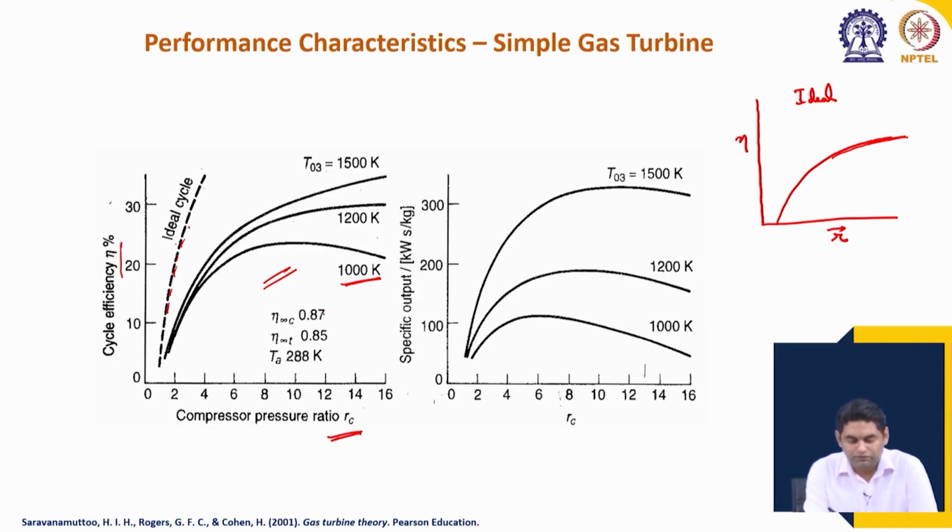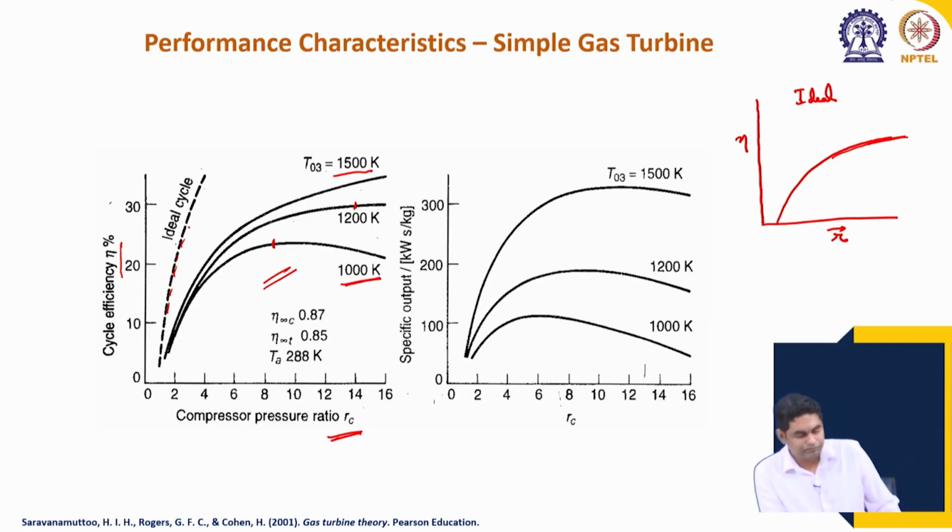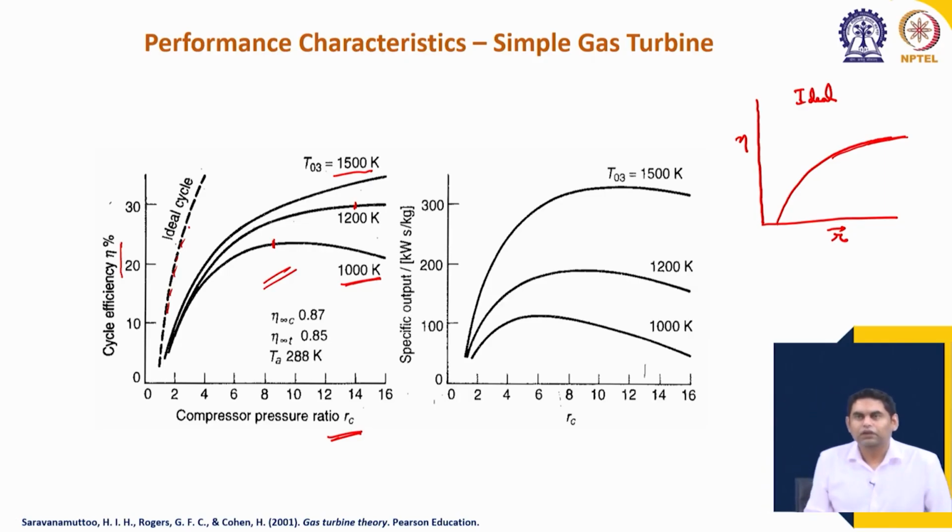The maximum efficiency for a higher temperature occurs at a higher value of compressor ratio RC as compared to the lower temperature. So, the optimum value of RC is different and higher for a higher value of maximum temperature, the turbine inlet temperature. Similarly, if we go to an even higher temperature, the peak value will be at a further higher value of RC, and the peak value also will be higher than the previous cases. Okay. So, why does this happen?